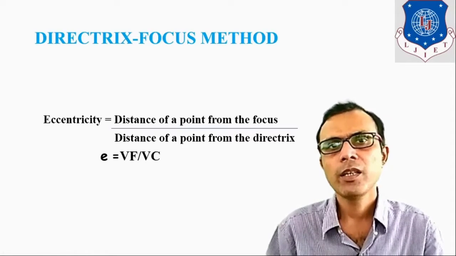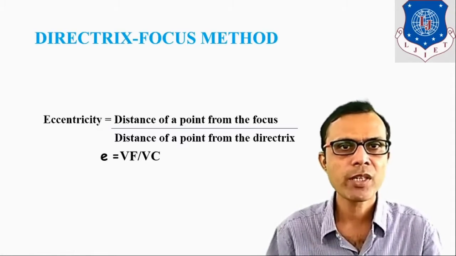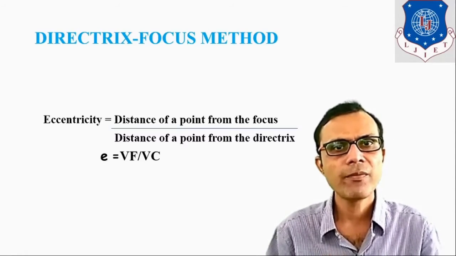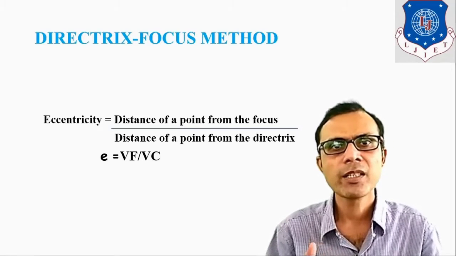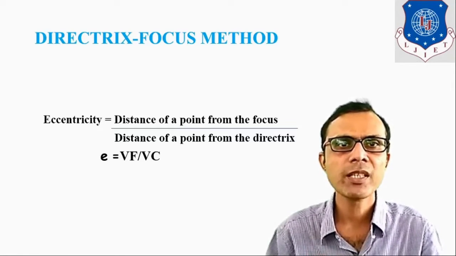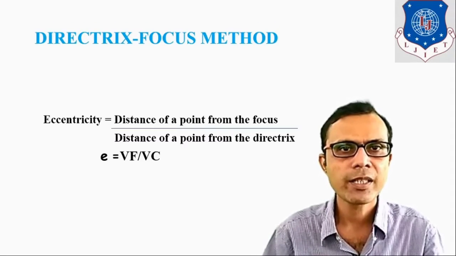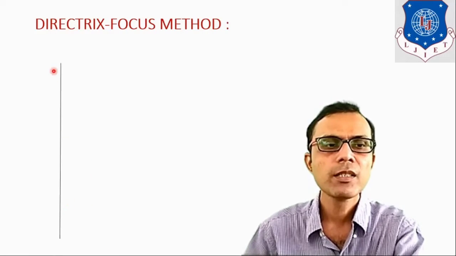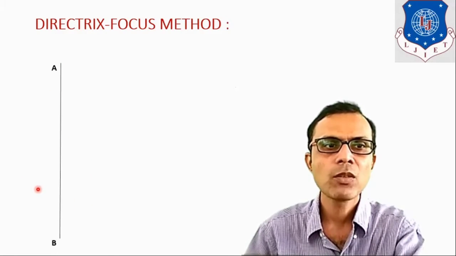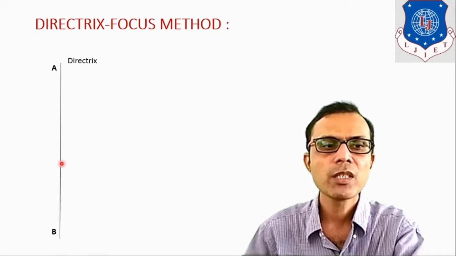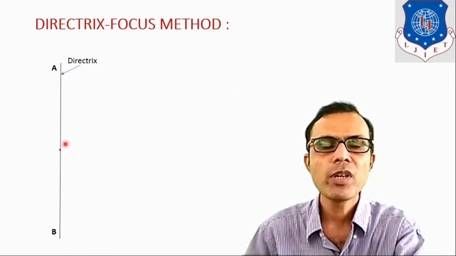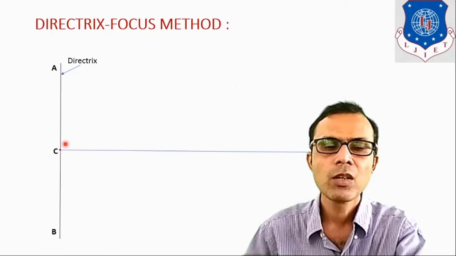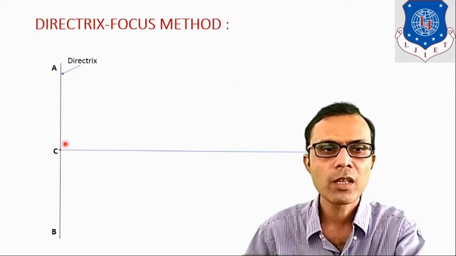If we take any point V, that is the vertex point, for the given curve, then mathematically the ratio VF by VC is known as eccentricity. For the ellipse, parabola and hyperbola, this vertical line AB is known as the directrix. On this line you have to consider one point C. The horizontal line drawn from point C is known as the axis of the curve.